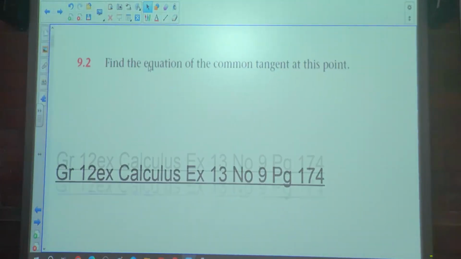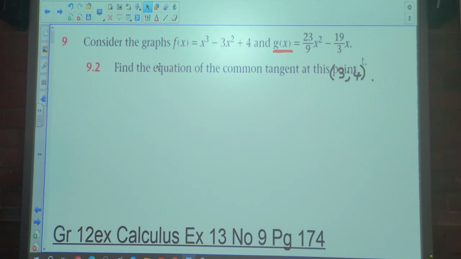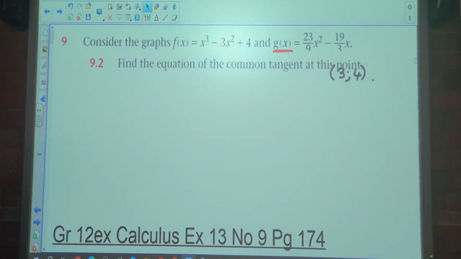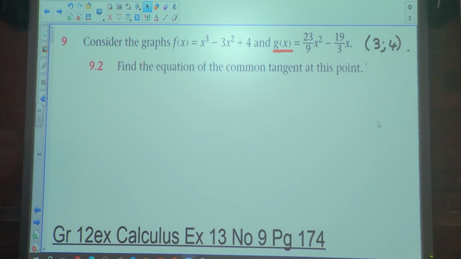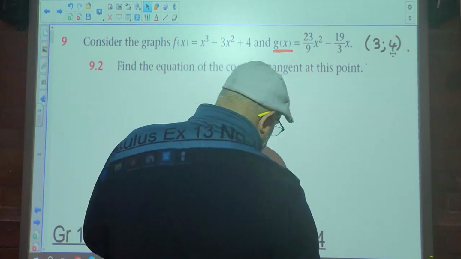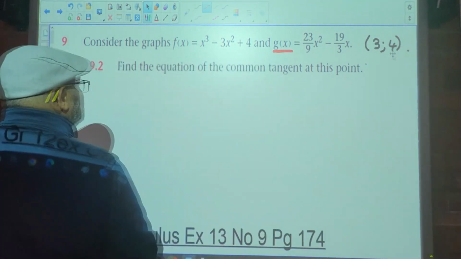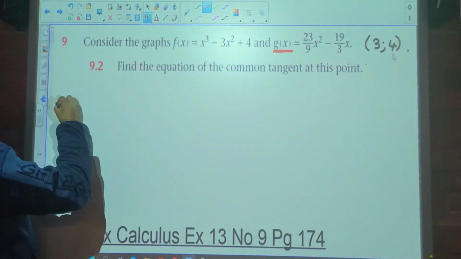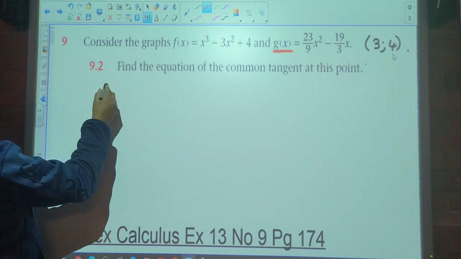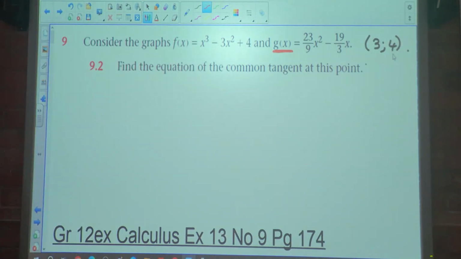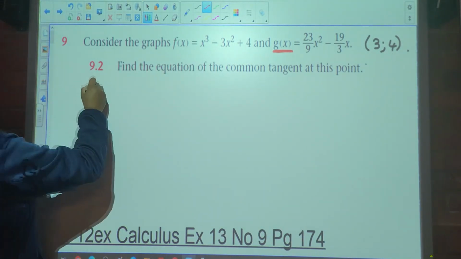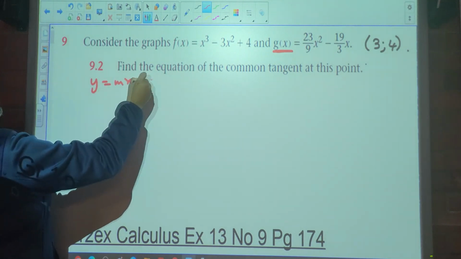9.2: Find the equation of the common tangent at the point. And also now, since I only got 1 point, life is a bit easier for us, because now we're only working with that point. So the equation of the common tangent will be in the form of y is equal to mx plus c.